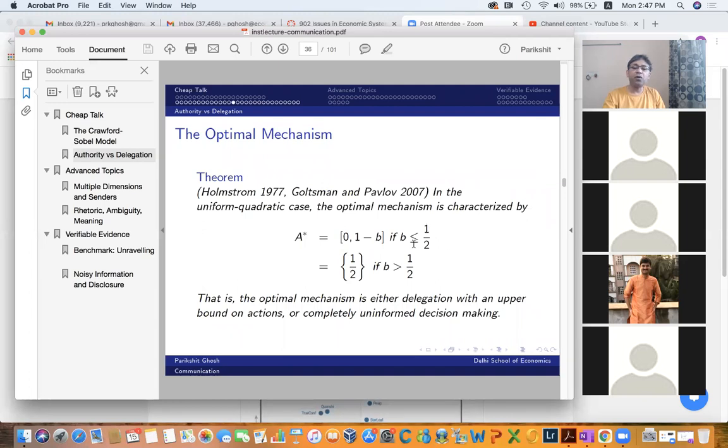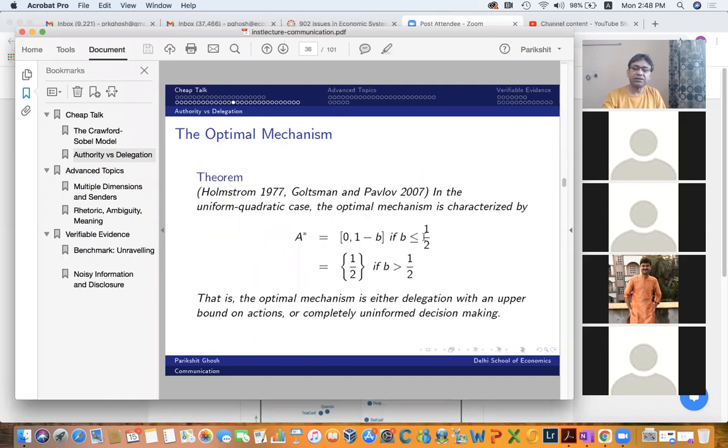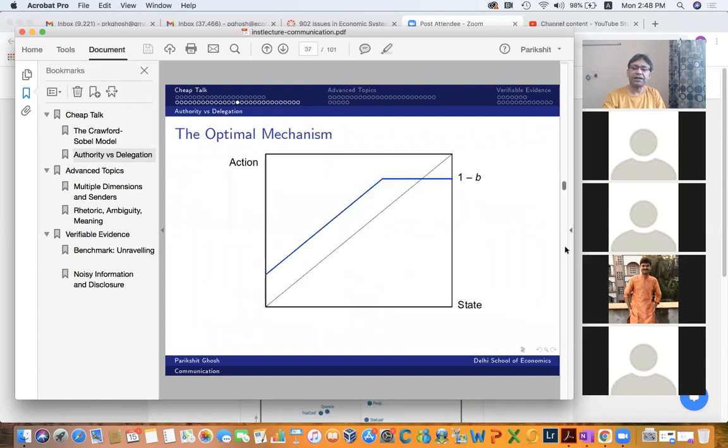Now, this is true for relatively small biases, less than half. If the bias is really very big, then this is not the case. Once 1 minus b hits half, after that point, the optimal mechanism is basically choosing half no matter what. But anyway, that's not terribly interesting for this range of biases. This is what the optimal delegation looks like.